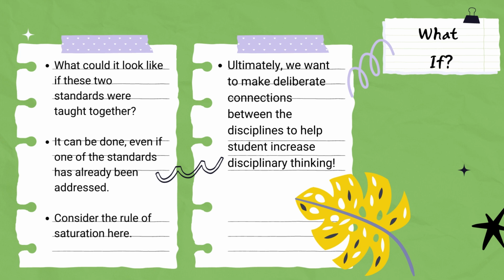So, for example, if you've already taught that Reconstruction standard but haven't gotten to the civics, you can still do what I am proposing. Consider the role of saturation here and this idea that students are only going to benefit the more you expose them to the content and introduce it in different ways. Ultimately, we as educators and facilitators want to make deliberate connections between the disciplines to help students increase that disciplinary thinking. It's very rarely going to happen organically. So we need to be able to show them that all of these are married together, all of these serve a purpose.